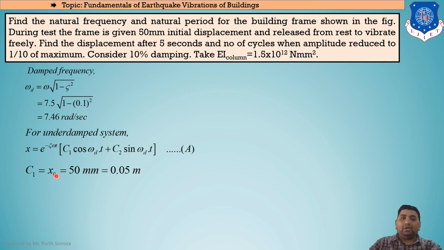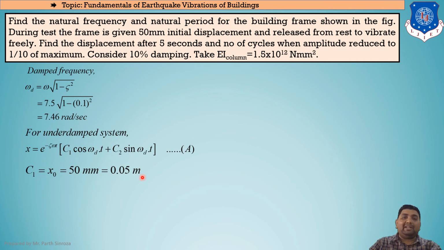Now as we all know, c1 is equal to x0; we have already defined and derived it in the earlier session, so do look at it if you don't know this yet. So c1 equals x0, that is our initial displacement, and the initial displacement is given in the question to be 50 mm. But we always need our answer to be in meters. So c1, that is equal to x0, comes out to be 0.05 meter.